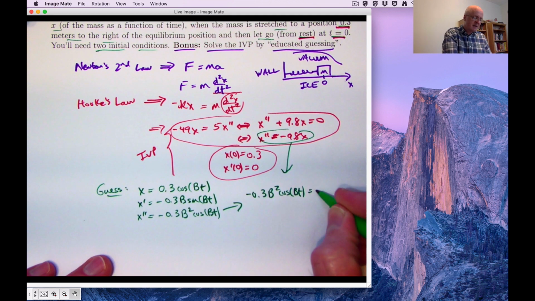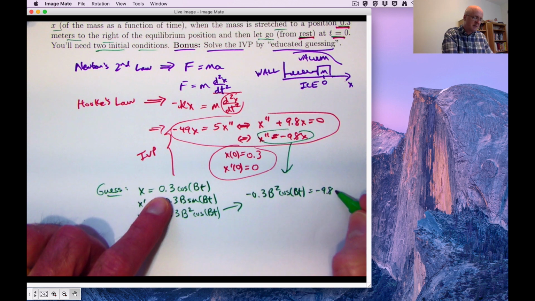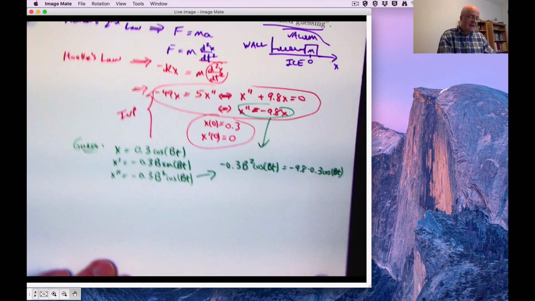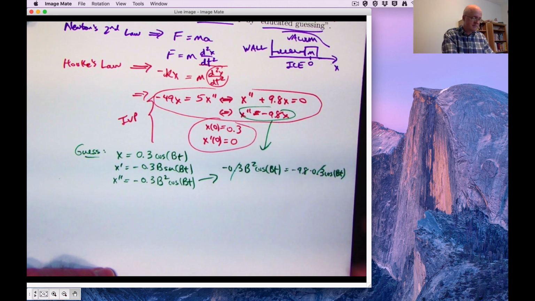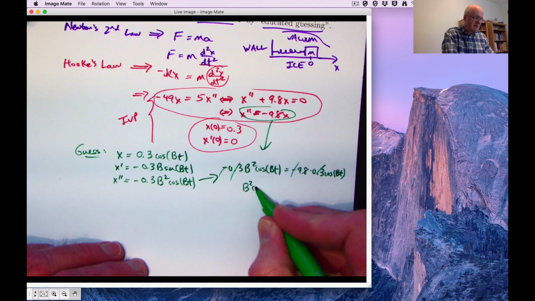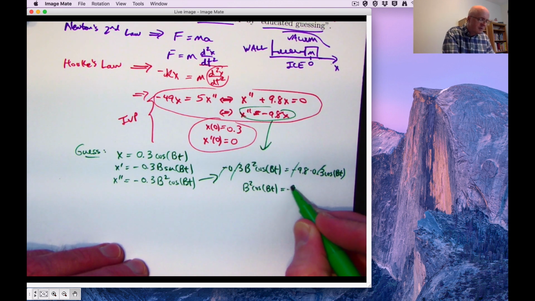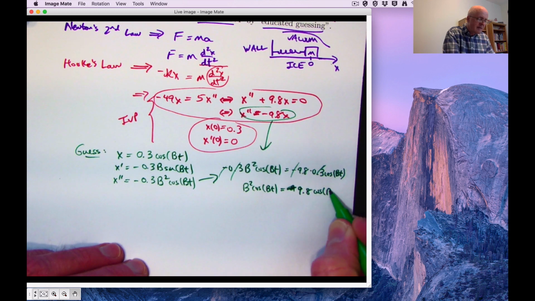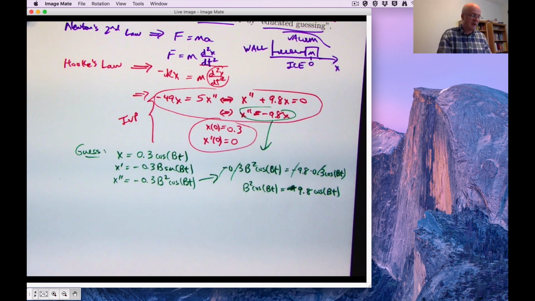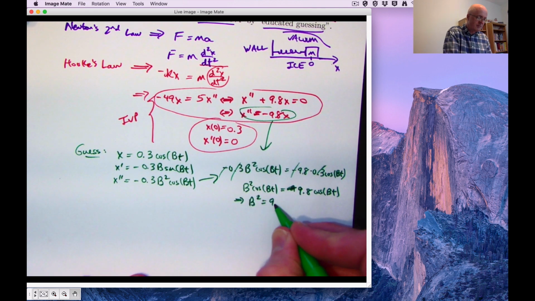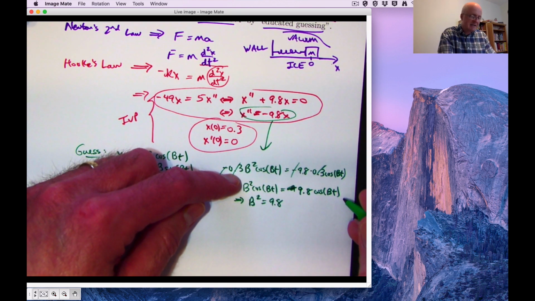The right side is negative 9.8 times x, which is times 0.3 cos bt. The negative signs will cancel. The 0.3s will cancel. The b squared is not going to cancel. Do the cosine of bt's cancel? Well, yes, as long as you're not dividing by 0 when you cancel. It's better to just realize that b squared cos bt will equal 9.8 cos bt for all t if b squared equals 9.8.